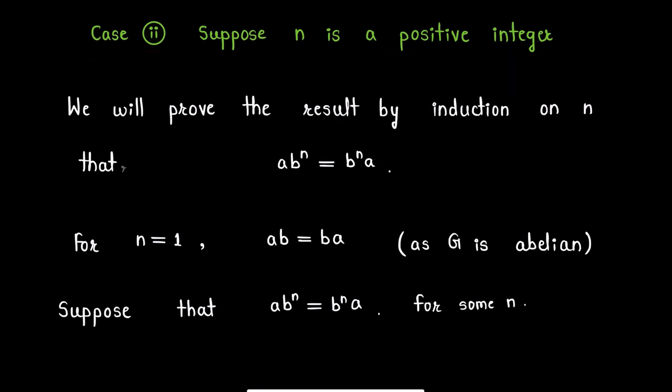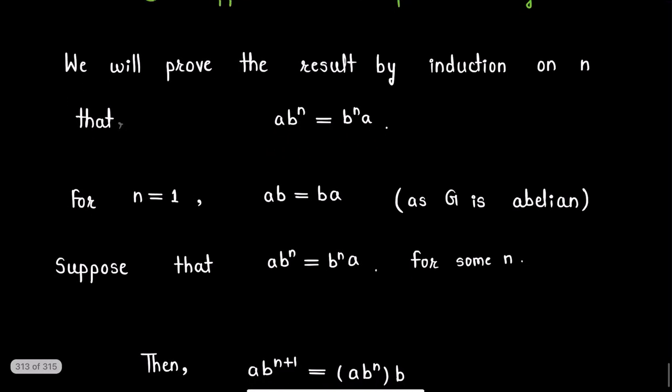So to prove that the result is true when n is a positive integer, firstly we will show using induction on n that for all elements a, b of group G, a b^n equals b^n a. Now for induction, for n equals 1, it is clear that ab equals ba, since our group G is Abelian, so for all elements a, b in group G, they will commute. Hence we have ab equals ba.